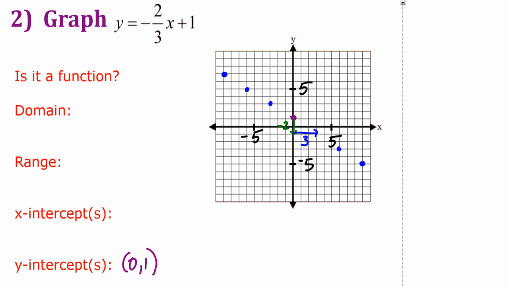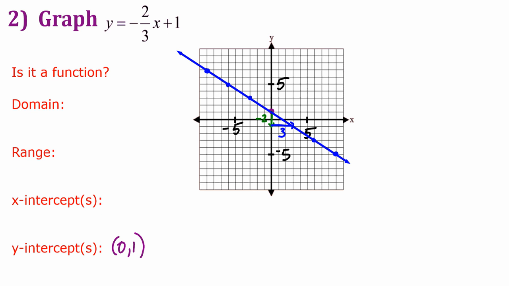Now, we were just using our starting point as an example. We know that we could pick any value for x and substitute it into the equation and get an output for y. Therefore, this would be a continuous relationship, and we would connect it with a line. So does this represent a function? Yes, it does. Every input has one output.